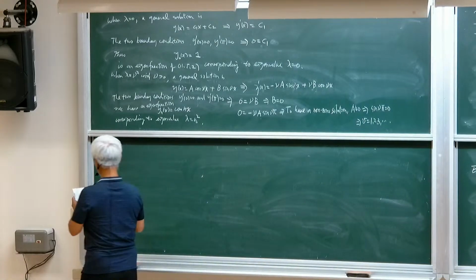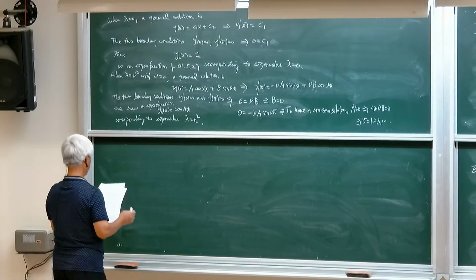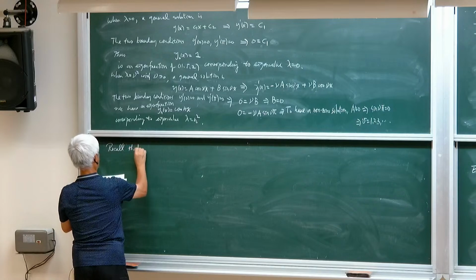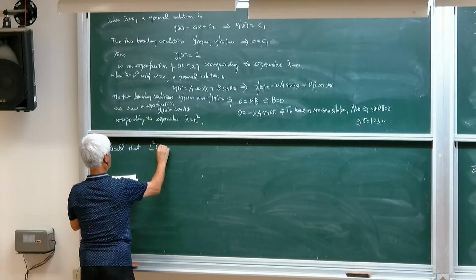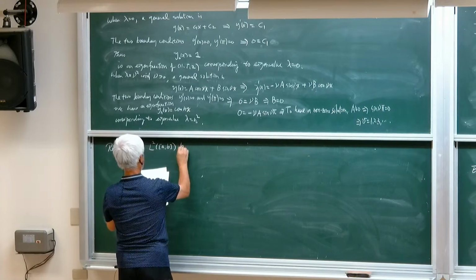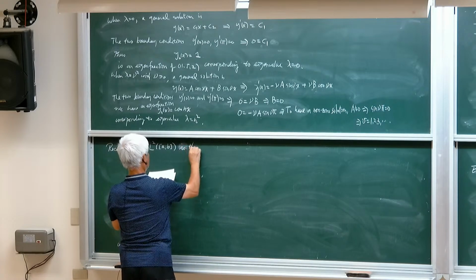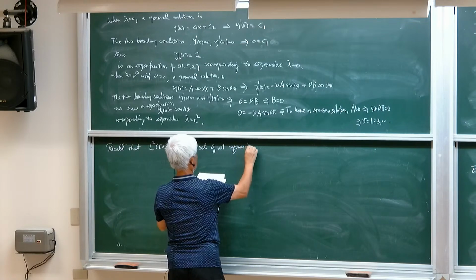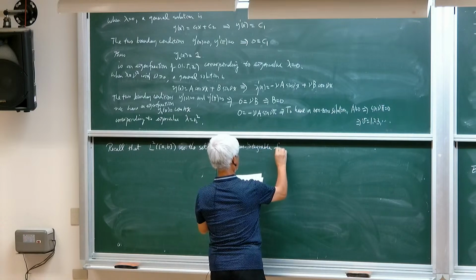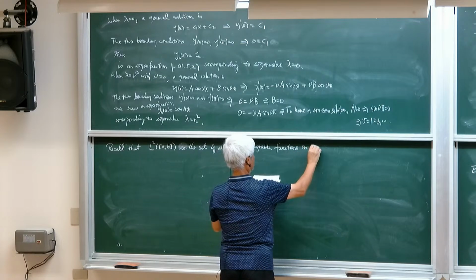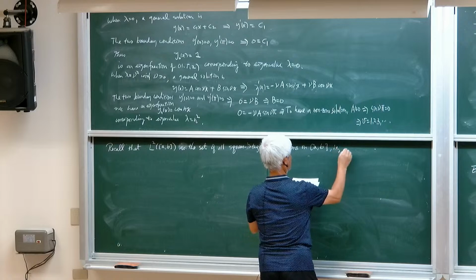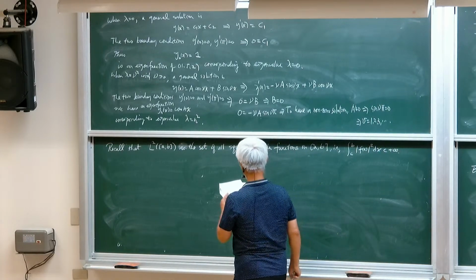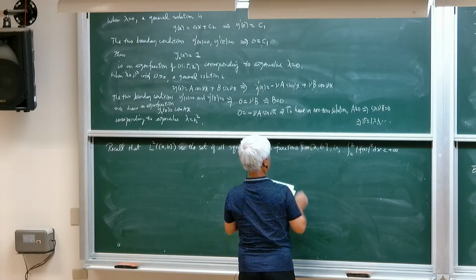Okay. Right. So we will consider. So recall that the L2 space is the set of all square integrable functions on a finite closed interval [a,b], i.e.